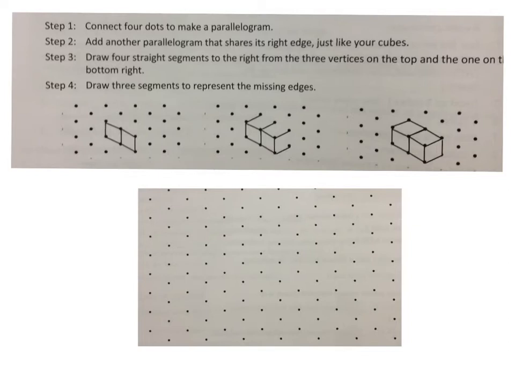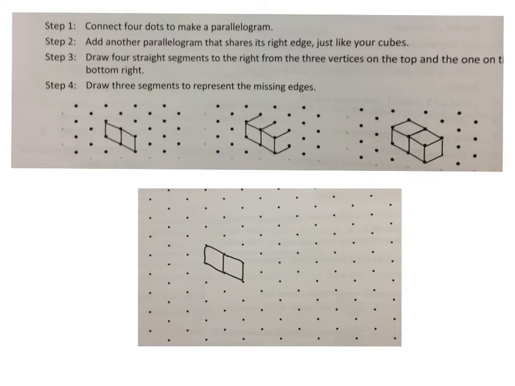This time, I'm going to show you how to draw 2 cubes stuck together. Okay, so you're going to connect 4 dots to make a parallelogram. This is just like the beginning of what I was doing before, to draw 1 cube. This time, I'm going to add another parallelogram that shares this first edge, just like my cubes. See how when I have 2 cubes stuck together, I'm going to draw another one. So here's the other front face of the cube. Do you see that? Okay.